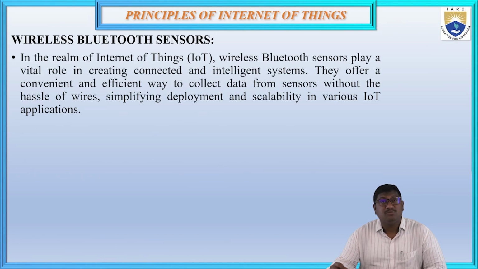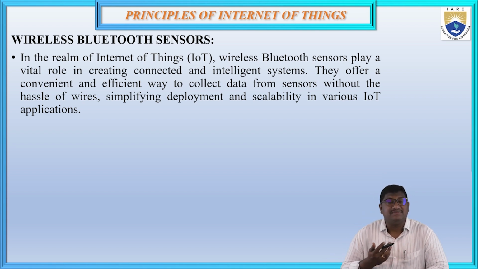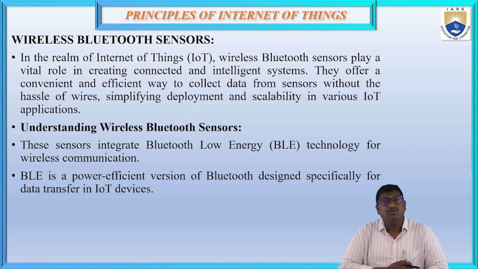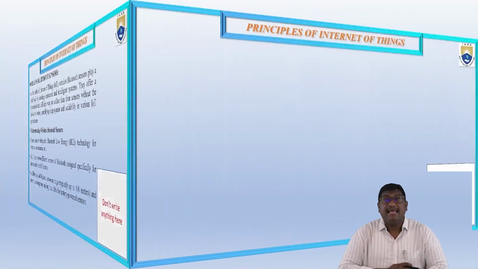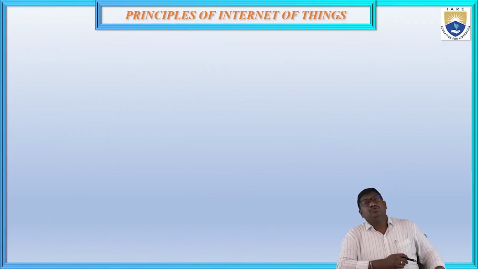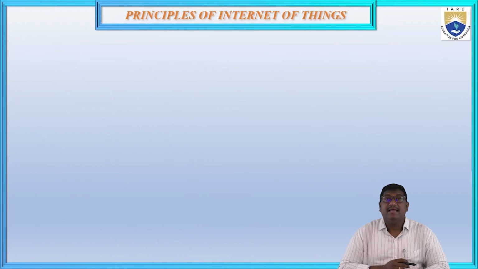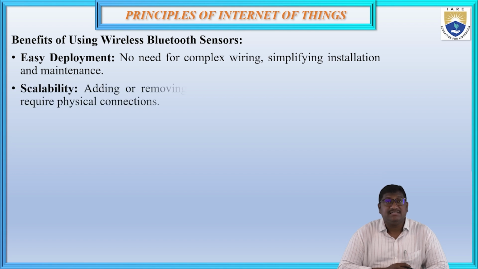And there are wireless Bluetooth sensors, which are reliable in the IoT industry. These are going to play a vital role in connecting intelligent systems, which offers you a convenient and efficient way of collecting data from sensors, hassle free from the wires. Also, these Bluetooth wireless sensors enable a power efficient version specifically designed for transferring data to IoT devices, which offers you a high range of services, and you get the benefits by using this wireless sensor.